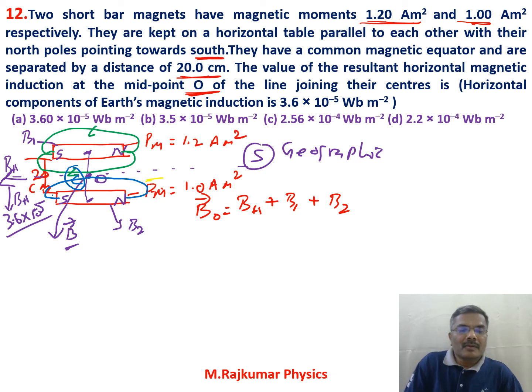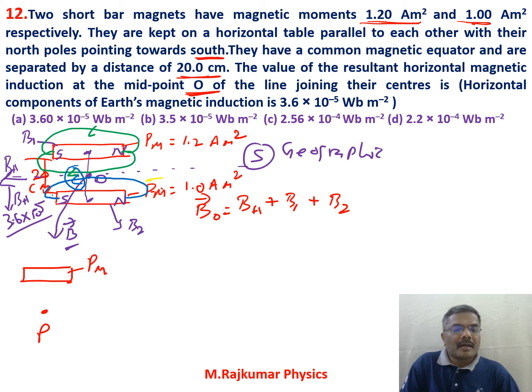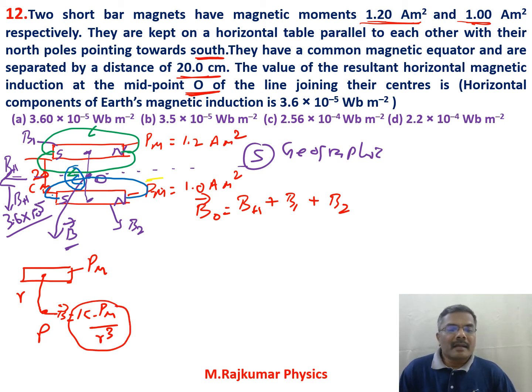Now you should know the magnetic induction available at a particular point P. This magnet has a magnetic dipole moment Pm, with Pm value 1.2. From the center, if I calculate the distance as R, then the B value here, as per the formula you know, is K into Pm by R cube. This is the formula to find the magnetic induction at a particular distance R from the center of this bar magnet. This R is given.